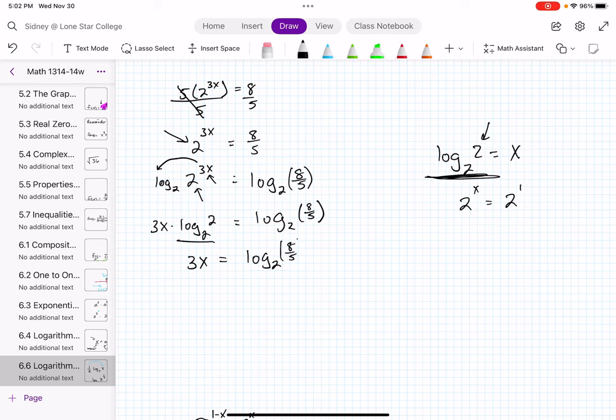Now let's be very clear. Log base 2 of 8/5 is ugly. It is a very ugly, irrational number. But since I'm solving for x, I divide both sides by 3, and what I have is x is equal to this ugly, irrational number, log base 2 of 8/5 over 3.